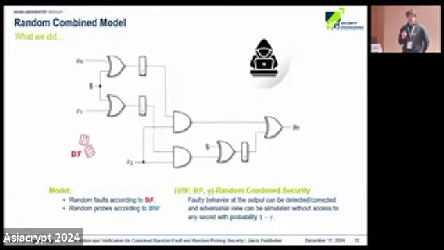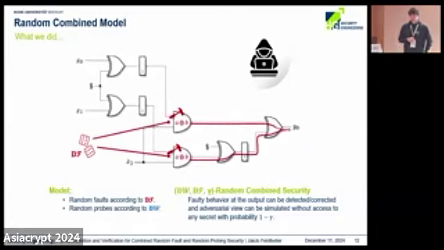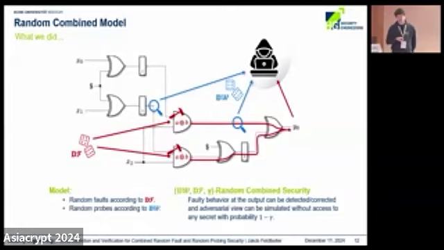So we assume an adversary who has access to the structure of the circuit, and then we have an arbitrary fault distribution of which we sample one fault combination, and afterwards we have one probe distribution of which we sample one wire combination, of which we give the values in the faulty circuit to the adversary. Then we say that a circuit is gamma random combined secure if the faulty behavior of the output can be detected or corrected, and the adversary view can be simulated without access to any secret, with probability 1 minus gamma.